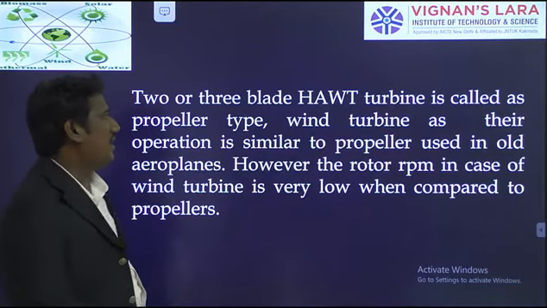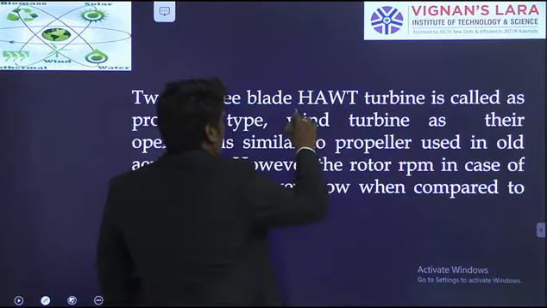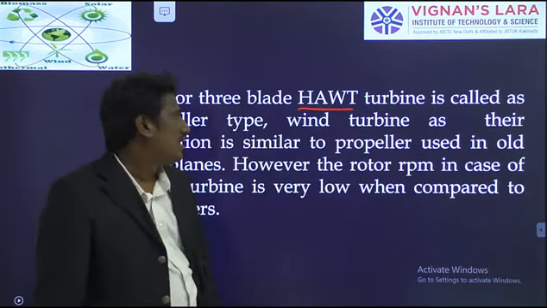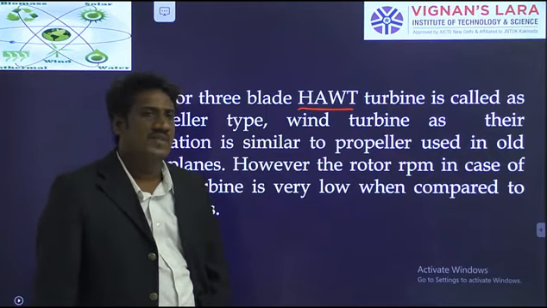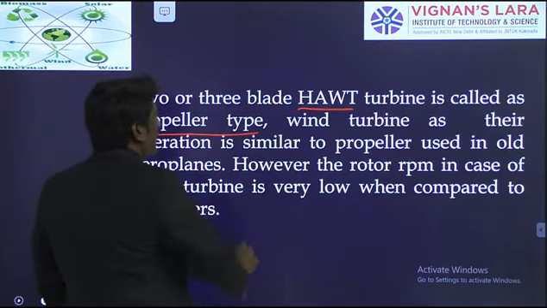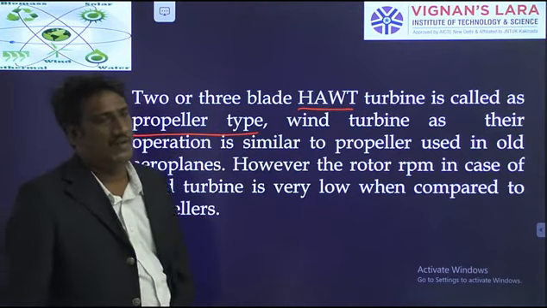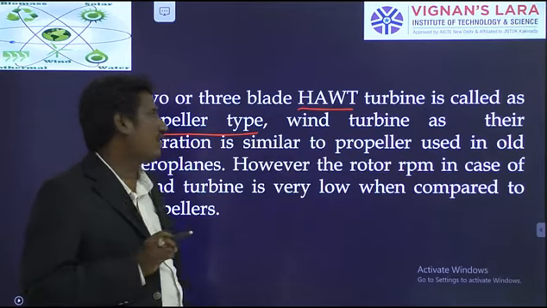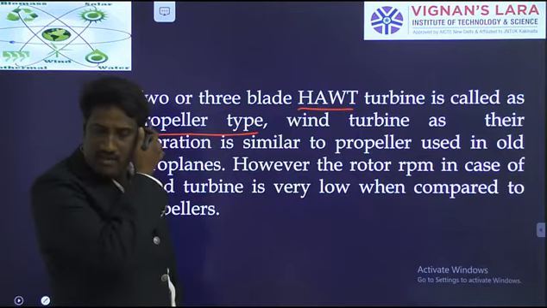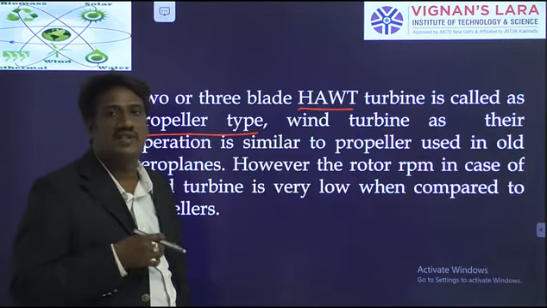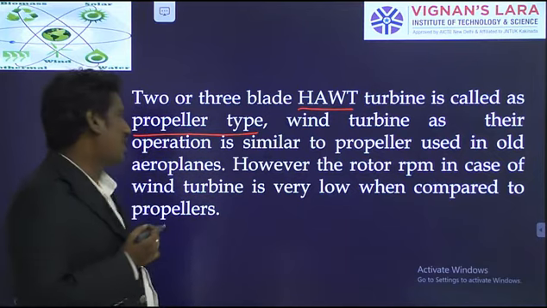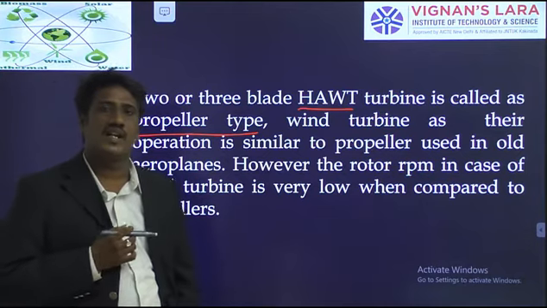Two or three blade horizontal axis wind turbines are also called propeller type rotors, because their operation is just like the propellers used in aeroplanes. So you can also call them propeller type rotors.